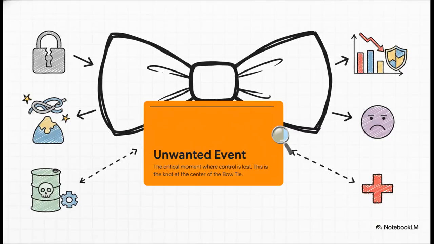Okay, so everything revolves around this one thing: the unwanted event. Now, this isn't what caused the problem, and it's not the outcome. It's that single critical moment where you lose control. A data breach, a chemical spill, a total system failure. That's the knot at the center of our bow tie.